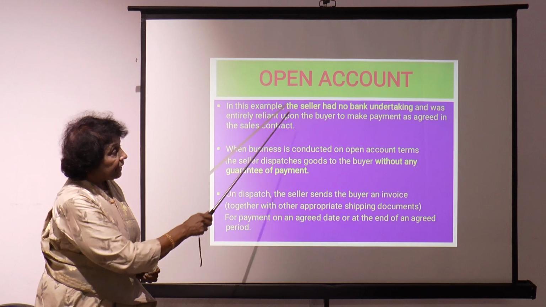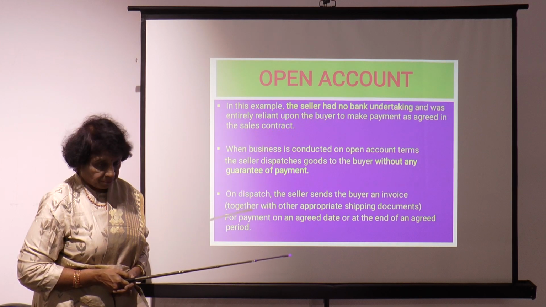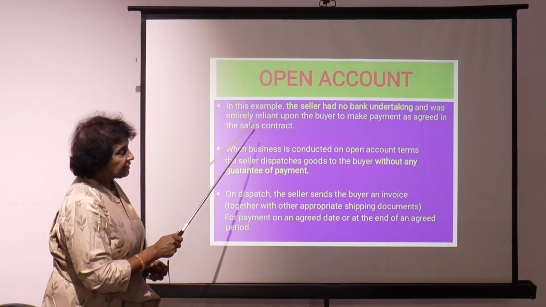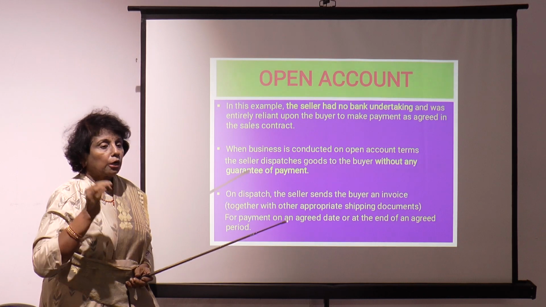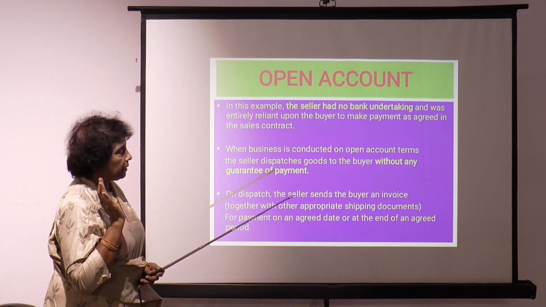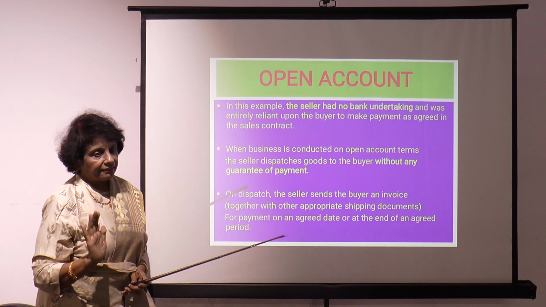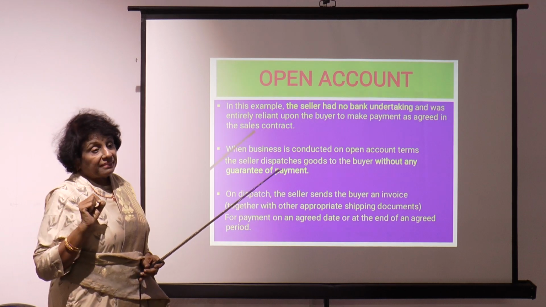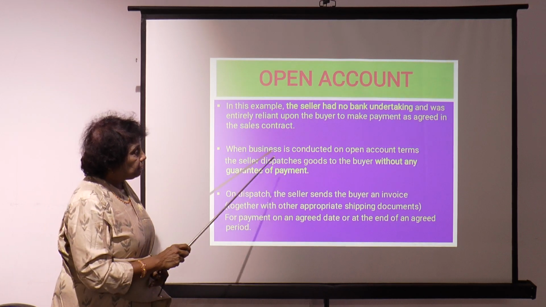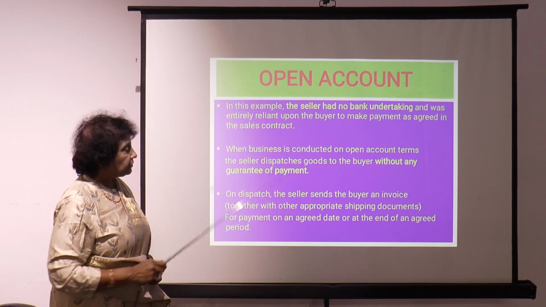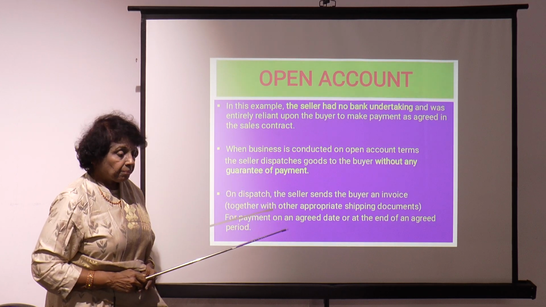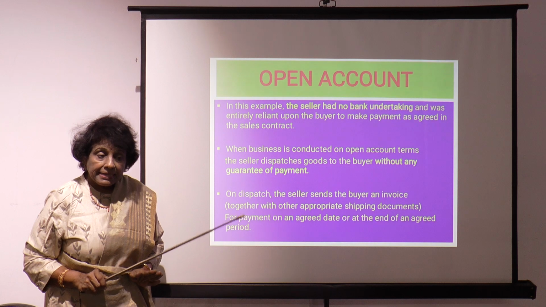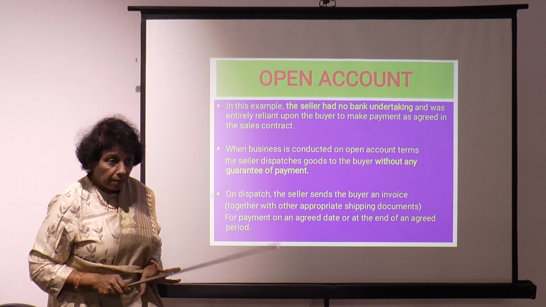So here you see the seller had no bank undertaking. He has shipped the goods, but there was no bank undertaking for the seller. So he was entirely relying upon the good relationship of the buyer to make payment according to the agreed sales contract. The seller had to depend upon the buyer on the basis of the agreed sales contract. With business conducted on open account terms, the seller will dispatch the goods to the buyer, but there is no guarantee of payment to the seller. There is no bank entering into a commitment.